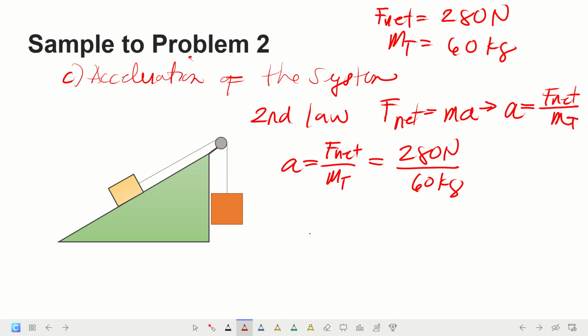280 divided by 60 kilograms will result to 4.66666, and round it off, we have 4.67 meter per second squared, because the kilogram cancels out.